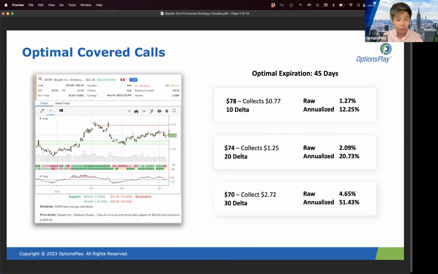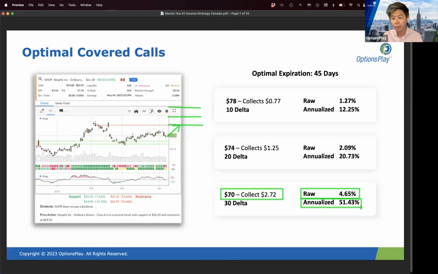So I have a few different choices. The stock's trading at 61. I have $70, I have $74, and I have $78. I just have three choices here on my screen. Basically, what this denotes is how far the stock needs to rally before you sell your stock at that specific price. Now, if you choose a strike price that's relatively close to the current price, like $70, you're going to collect more premium, $2.72, which computes to roughly 4.5% of the underlying stock price over the 45 days.